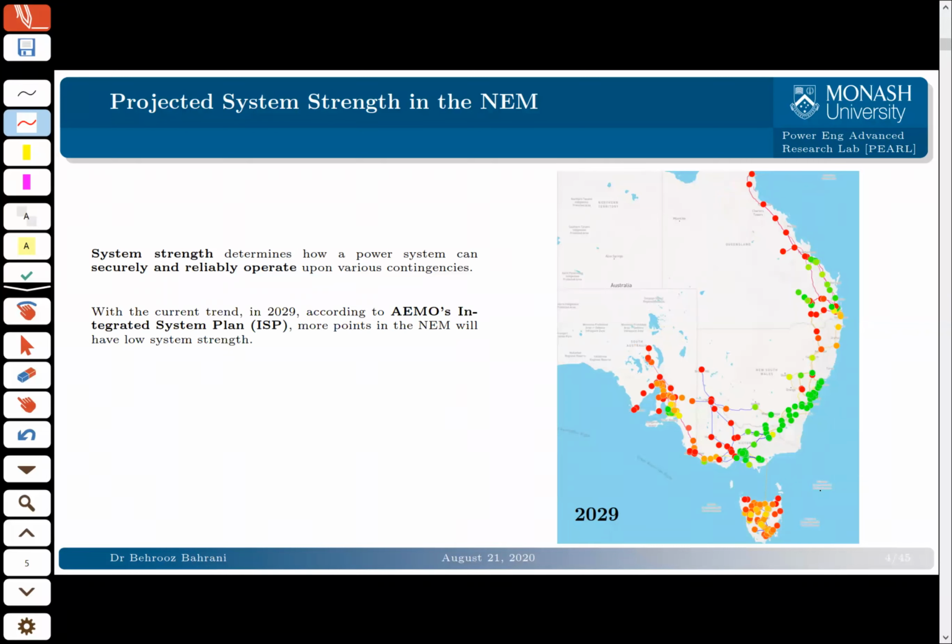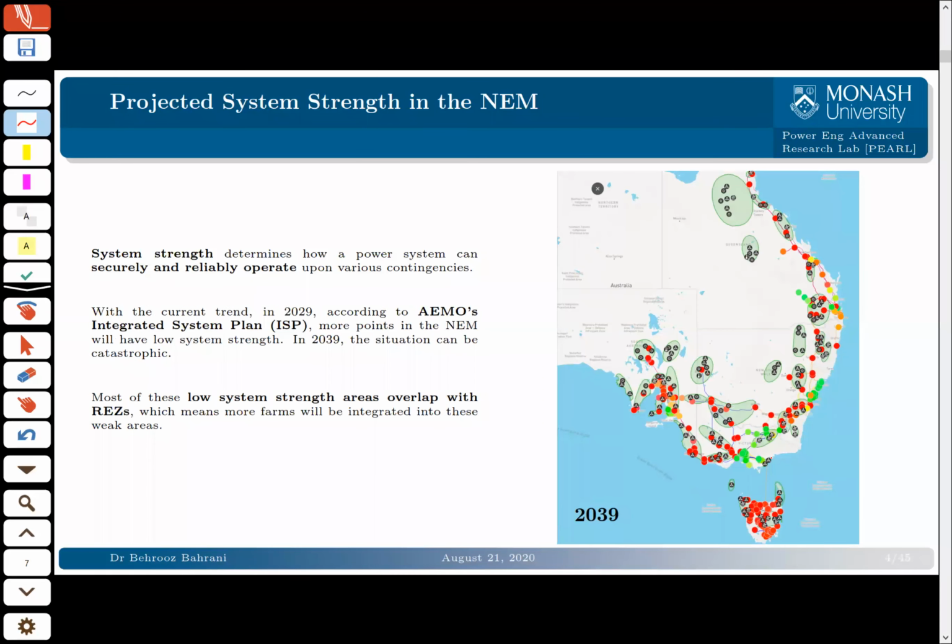In 2029, as predicted by AEMO's ISP, the Integrated System Plan, the situation will be even worse. We'll have more of these red dots, and in 2039, the situation can be catastrophic, as again predicted by AEMO's ISP. Tasmania, quite a lot of red dots in Victoria and almost everywhere. We've got only a few green dots, which indicates high system strength.